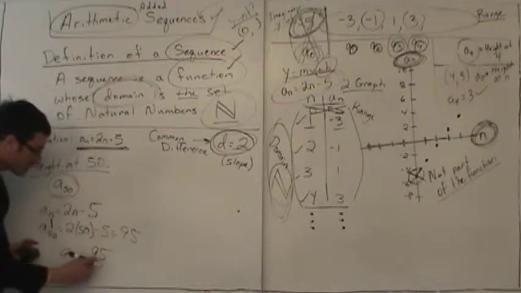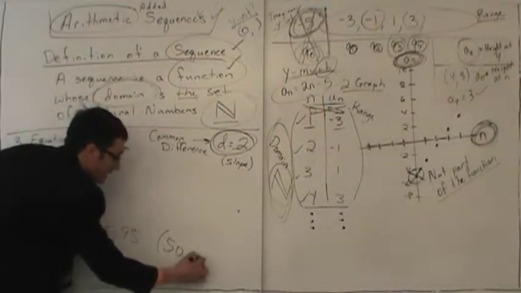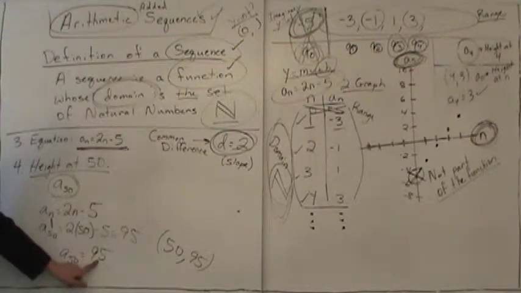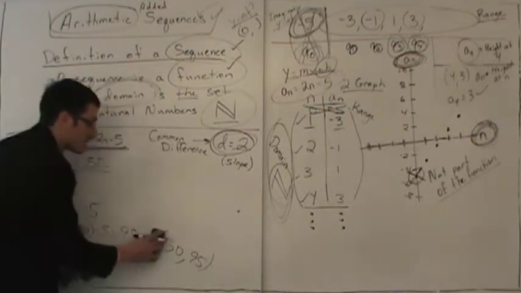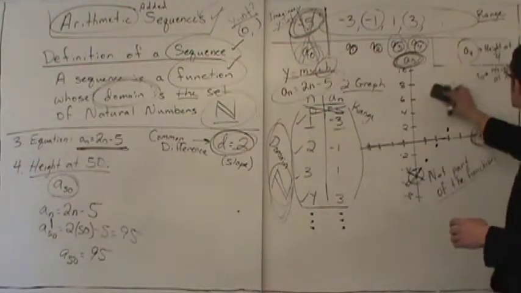The point 50, 95. We read this as the point what? 50, 95. Or the height at 50 is what? 95. Okay, height at 50 is 95. Now, just to get you guys, you've already seen this.